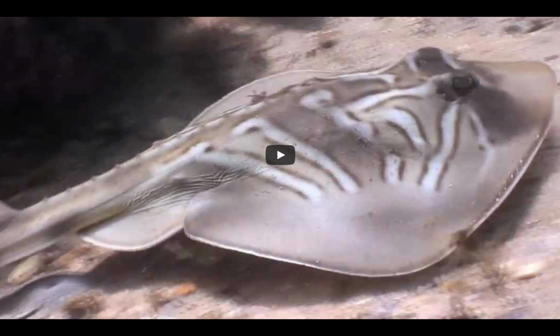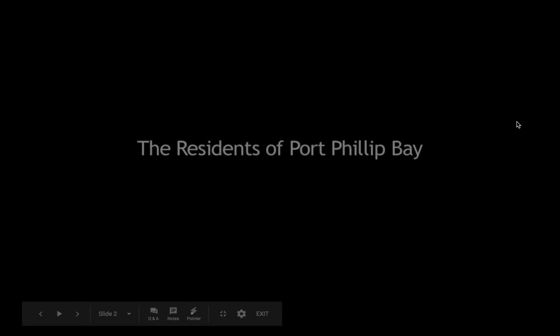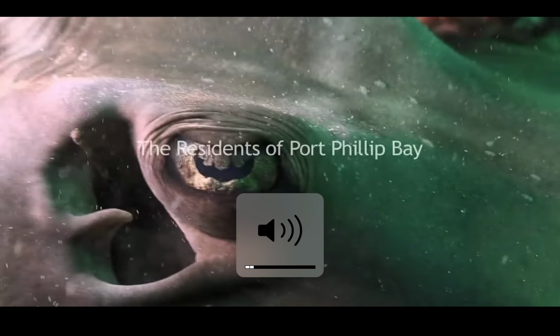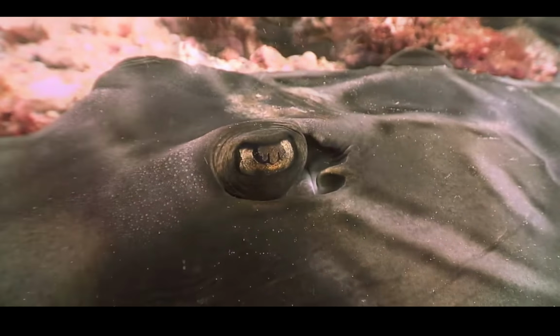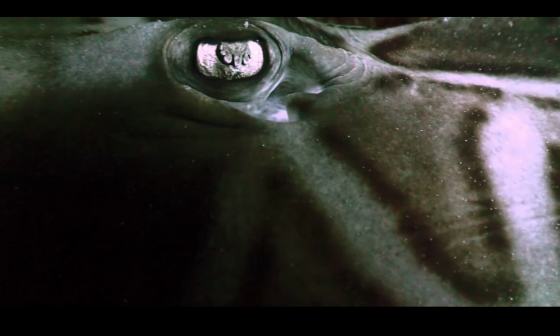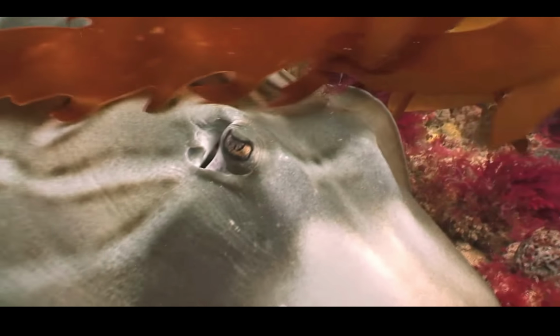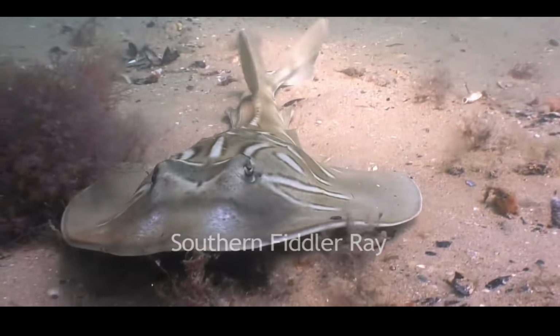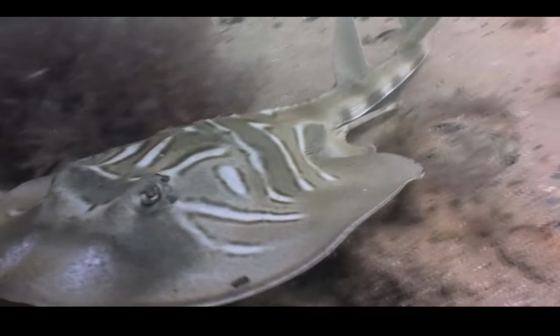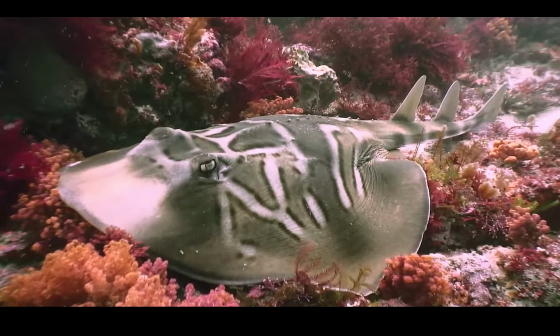To start my presentation off, I have a little video of a Fiddler Ray just so that you get to know what it looks like moving around and to see what it actually is. So here we go. This video was taken, as you can see, in Port Phillip Bay, which is in Australia. And these are Fiddler Rays. They have two eyes that protrude from their bodies and large disc bodies, as you can see, with lines and patterns running up and down them. They have a long tail with two dorsal fins and a tail fin as well.